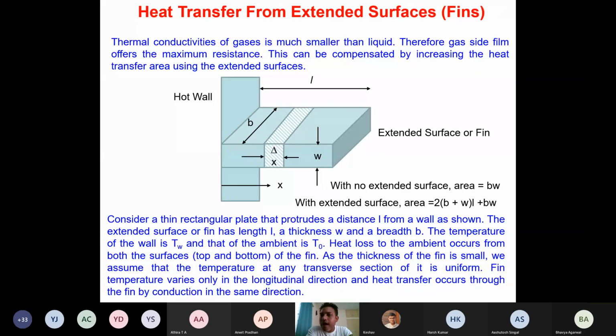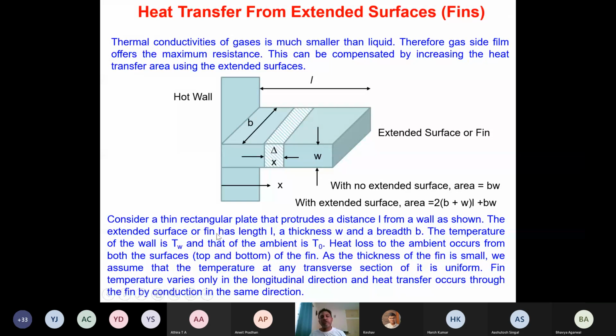So this is the rationale behind looking at the extended surface. It is regularly used whenever we want a higher rate of heat transfer on the gas side. The rate of heat transfer on the gas side is going to be low because of the lower thermal conductivity, even though we can have some external turbulence there. In all such cases, the rate of heat transfer is increased by having extended surfaces in terms of fins. Now let us consider a thin rectangular plate that protrudes a distance L from a wall as shown.